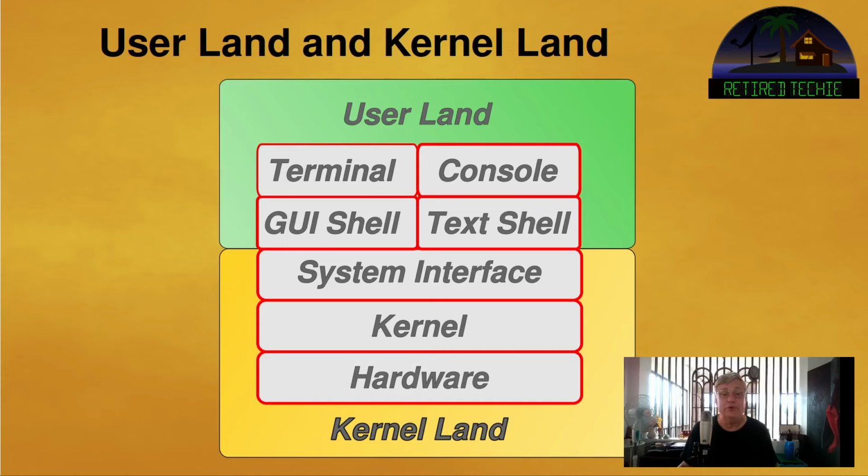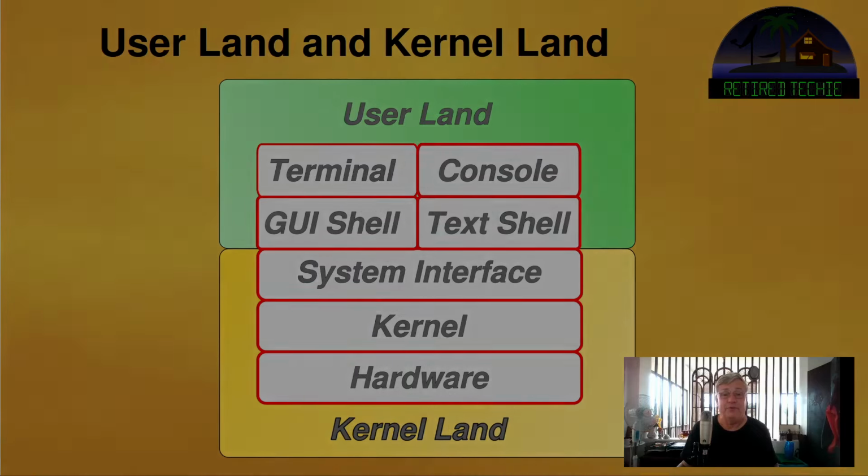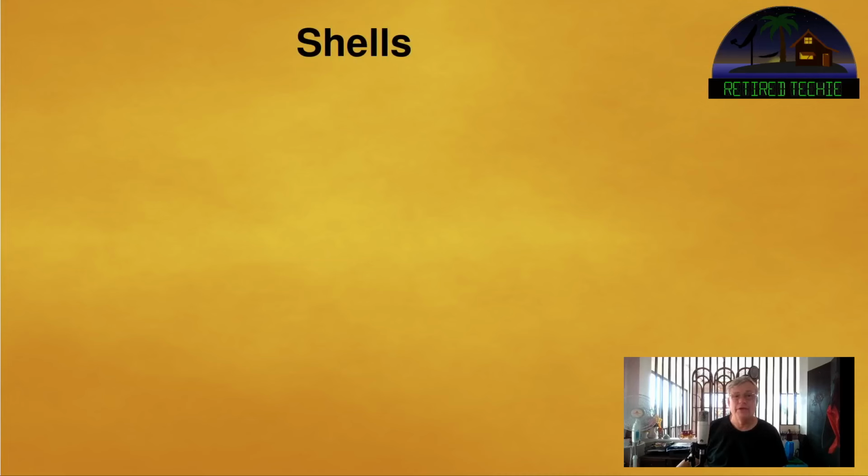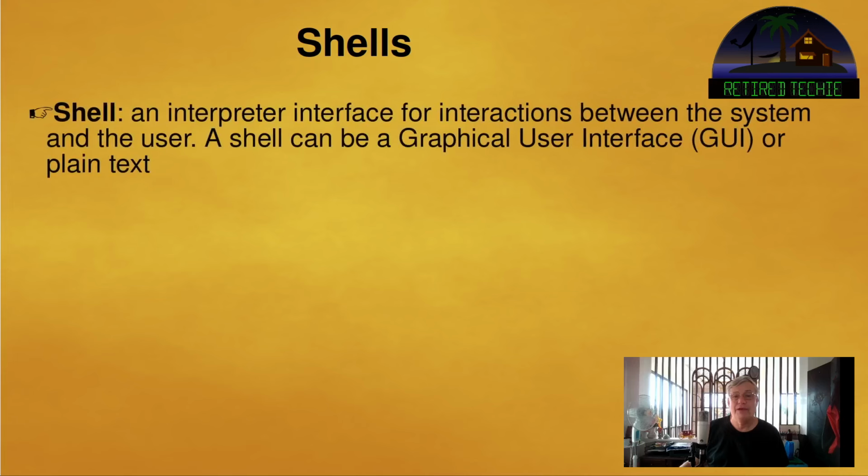Now, it's through your terminal or your console that you, the user, will communicate with the rest of the system and get things done. So this is a fairly important concept to get down before we move on. Let's talk about the shell specifically. So a shell is an interpreter interface for interaction between the system and the user. The shell can be either a graphical user interface, GUI, or plain text. Just a note, remember some of these acronyms: GUI, graphical user interface, also called GUI.